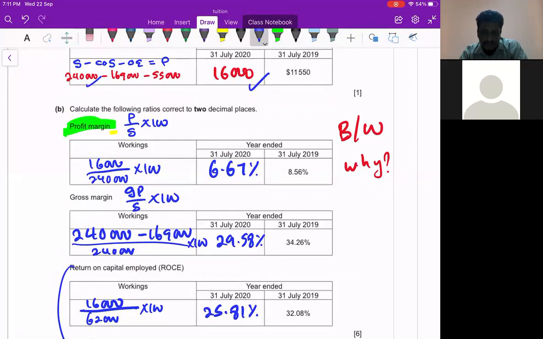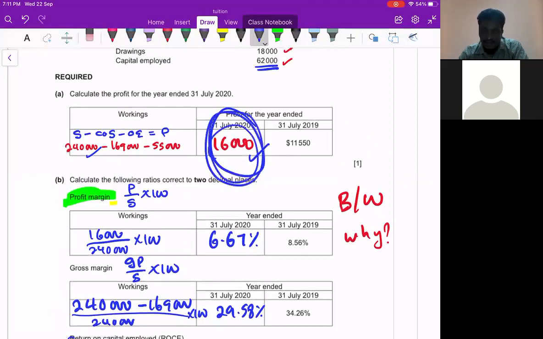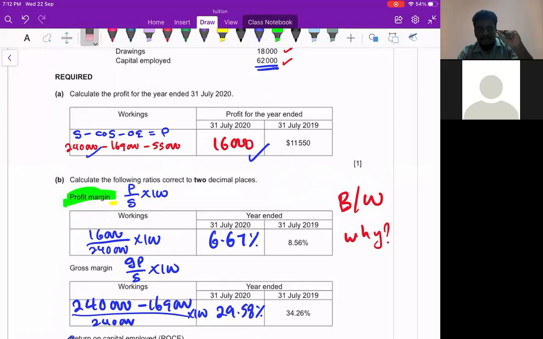But according to the profit for the year, it is higher than 2019. Yes, profit is higher, but your percentage is lower. It means the amount is higher. Yes, you sell more. You get more profit, but your percentage of the profit is less. It means you sell a lot, but you sell for a cheaper price.